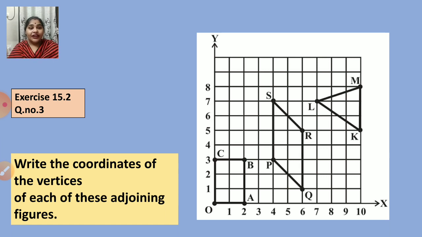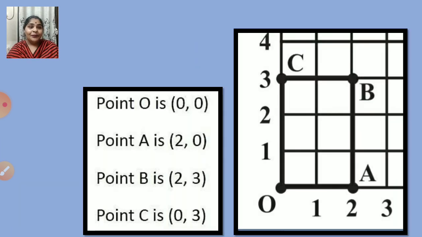Like in the first figure, how many vertices does the figure have here? O, A, B and C, that is 4 vertices. Similarly, in this picture, the second diagram, they are having P, Q, R, S, that is 4 vertices. Similarly, in the third figure, they have L, K and M, only 3 vertices. So you have to write the coordinates of all these vertices. So let us begin. One by one we'll take the picture.